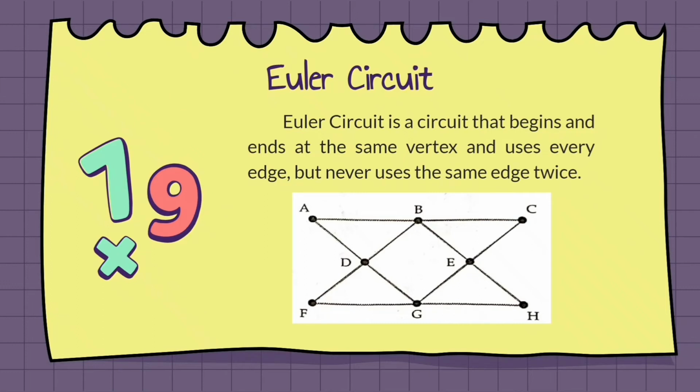Kinahanglan kaisa ta moagi aning edge. So this is an edge. Pero pwede ra moagi balik sa points or sa vertices. So mauna ti i-class. And that is an Euler circuit.